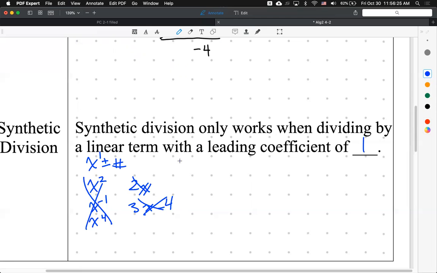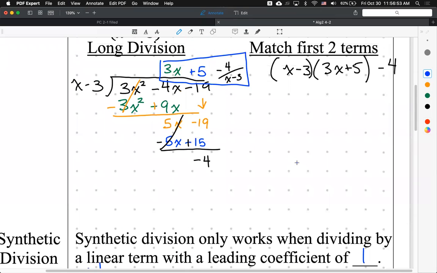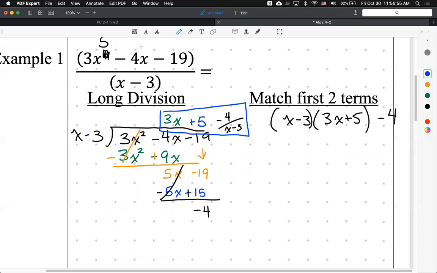So things that are good: x plus 1, x minus 5, x plus 10. If that is the denominator, the thing I'm dividing by, all of those have a shortcut, and it's called synthetic division. You guys want to do the same problem that we did last time, just to check that it works? So I'm going to be doing this problem up here: 3x squared minus 4x minus 19 divided by the quantity x minus 3.